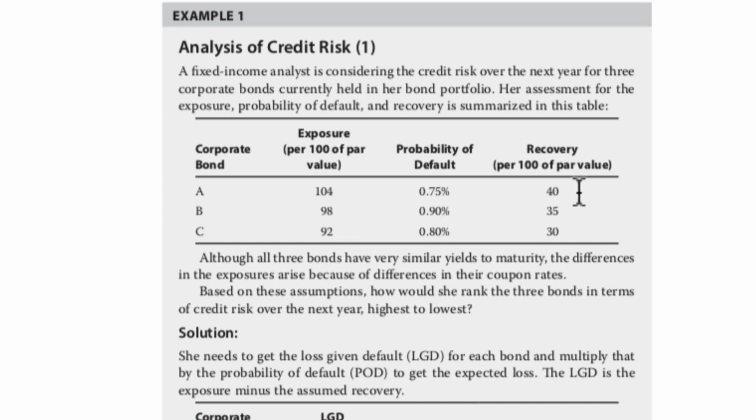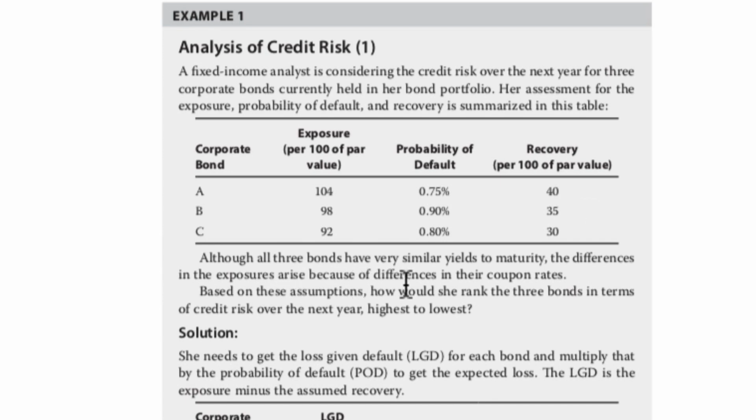And here's our recovery per 100 of par value. And this is what makes it a little bit confusing, because your exposure is given per 100 of par value and your recovery is given per 100 of par value. So we just have to calculate our loss given default. Just a little bit tricky here.